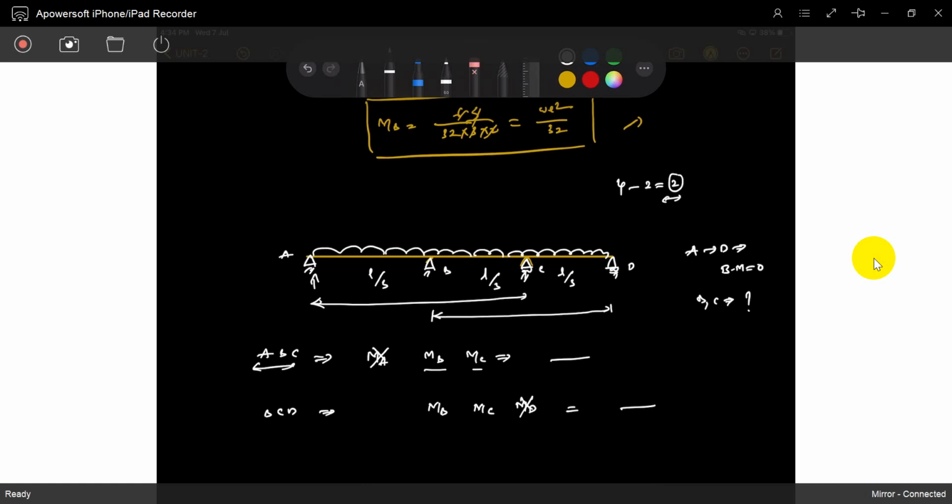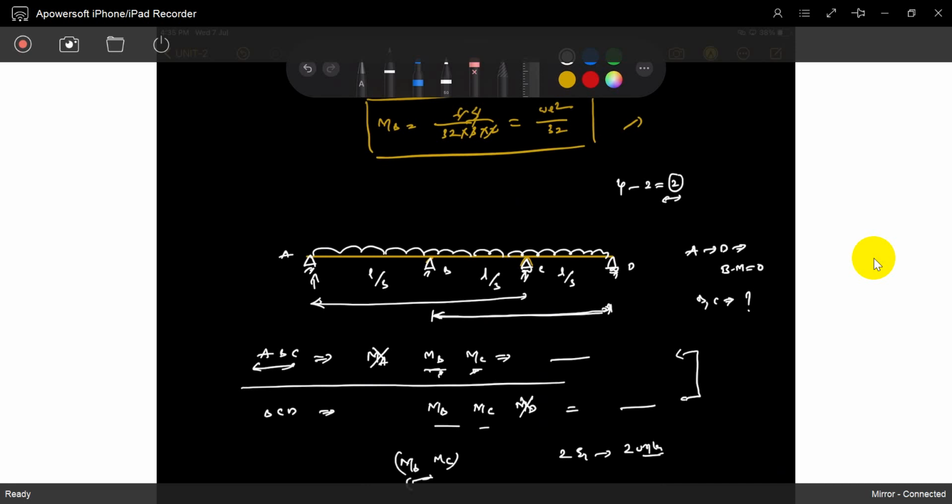See, B and C are two unknowns. If you take only one equation, you can't solve two unknowns. But you again take B, C, D, another two spans, and write down Clapeyron's theorem. You will get another equation in terms of MB and MC. Now two equations, two unknowns. You can solve it and you will get MB and MC. That's the meaning. That's the one I wanted to say.